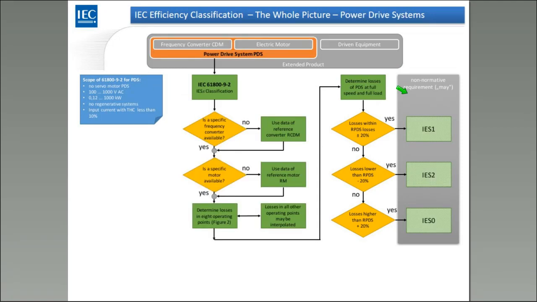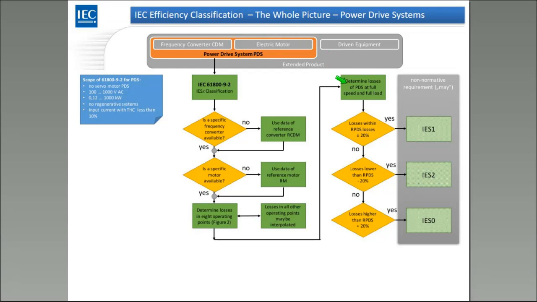The power drive system, also contained in 61800-9-2, consists of a frequency converter, variable speed drive, and an electric motor. Here the question is, what type of frequency converter do you have as a manufacturer? Do you have your specific frequency converter or just a generic one? You can use the reference converter if you don't have a specific converter. Do you have a specific motor or just a reference generic motor from the standard? Then you determine the losses and the 8 operating points, and then you supply this information to your customers so that the customers are able to determine the losses in each and every operating point by interpolation.